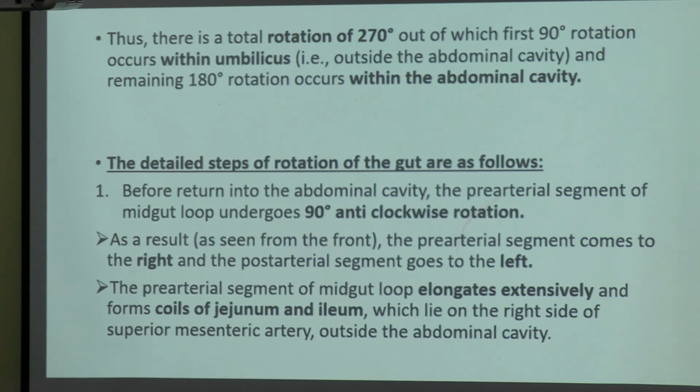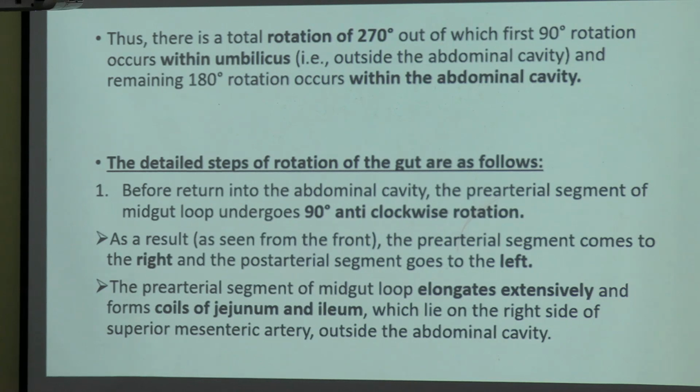This is the first rotation. Before returning into the abdominal cavity, the pre-arterial segment of the midgut loop undergoes 90-degree anti-clockwise rotation. As a result, the pre-arterial segment comes to the right side and the post-arterial segment comes to the left side. I have already mentioned here, your pre-arterial segment will now come into the right side and the post-arterial segment will now come into the left side, okay.